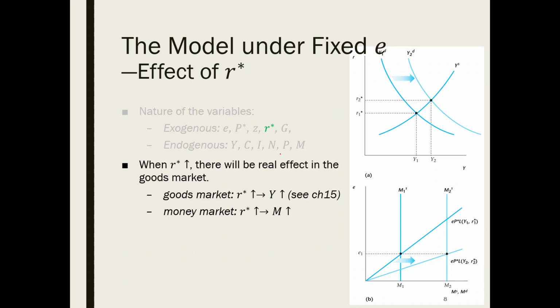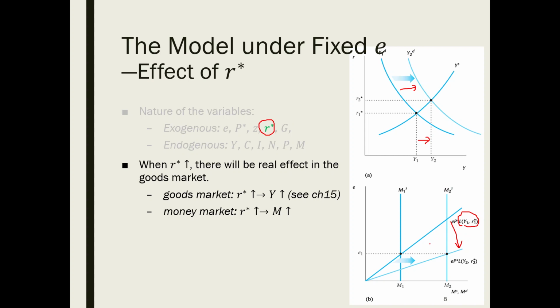Turn to the analysis of the effect of a rise in the world interest rate R star. As in the flexible exchange rate regime, a rise in R star will shift the aggregate demand curve, resulting in a higher output Y. A higher R and a higher Y have opposite effects on the liquidity function L, but empirically, it is a positive overall effect. This means a rightward shift of the money demand curve.